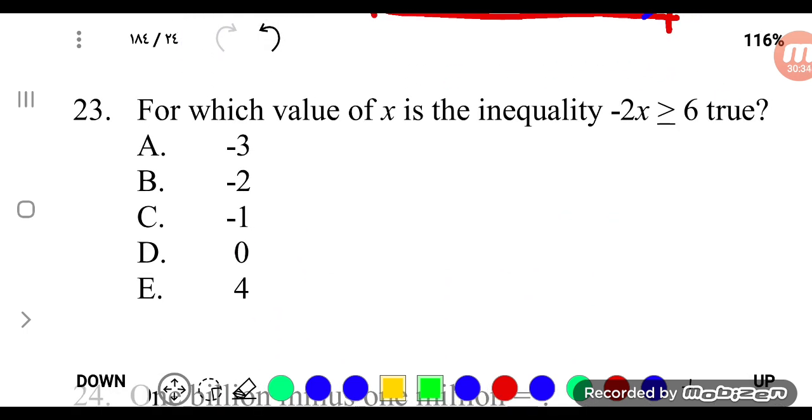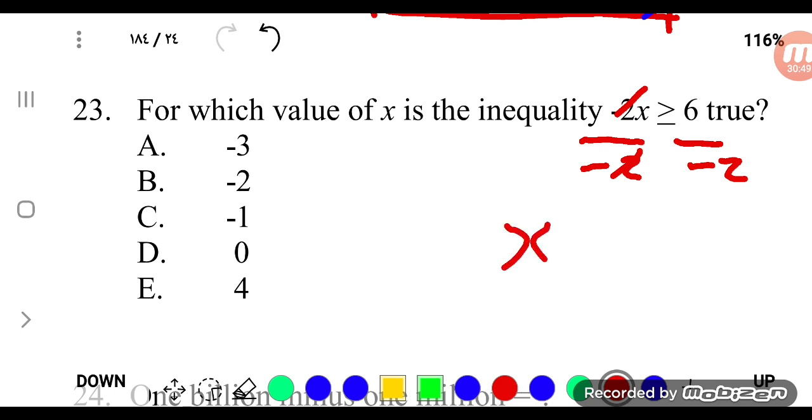Next question. For which value of x is the inequality true? You can directly divide by minus 2 both sides of the inequality. Cancel this and this. You get x less or equal -3.